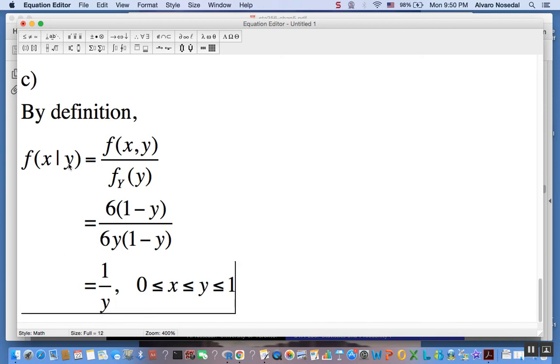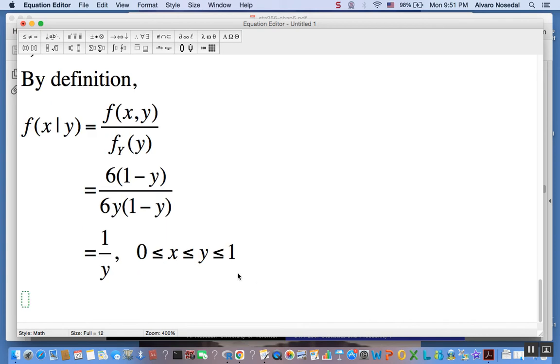That's why this guy is a conditional probability density function. Okay, so it's a uniform. Which one? You tell me the value of y, and then I'll tell you which uniform you're dealing with. Make sense? Okay. So now let's do the same for the other one.